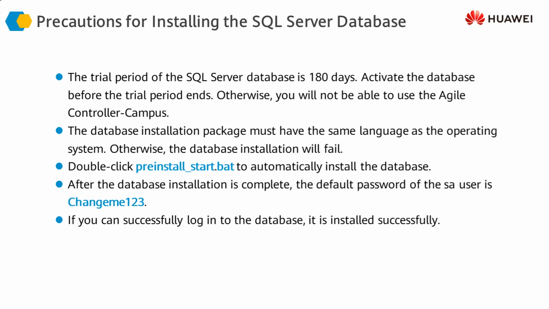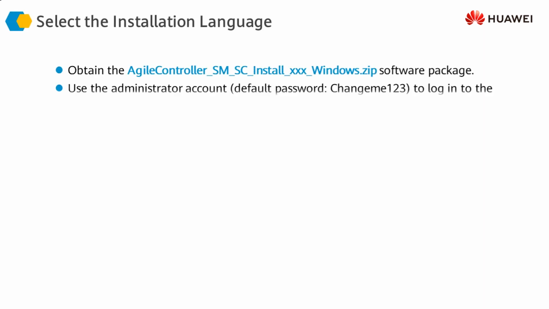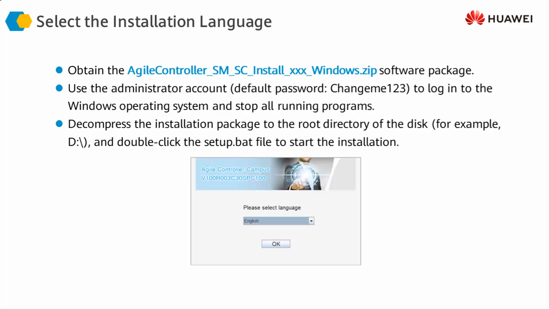Once the operating system has been installed and the SQL Server database has been installed, then the major task starts, that is installing the Agile controller itself, installing the controller software on the Windows system using the SQL Server database. For that, when we start installation, once we unzip the file and click the setup file, this is what we'll see. First of all, we have to select the language. Once we select the language, let's say we select English, then we press OK.